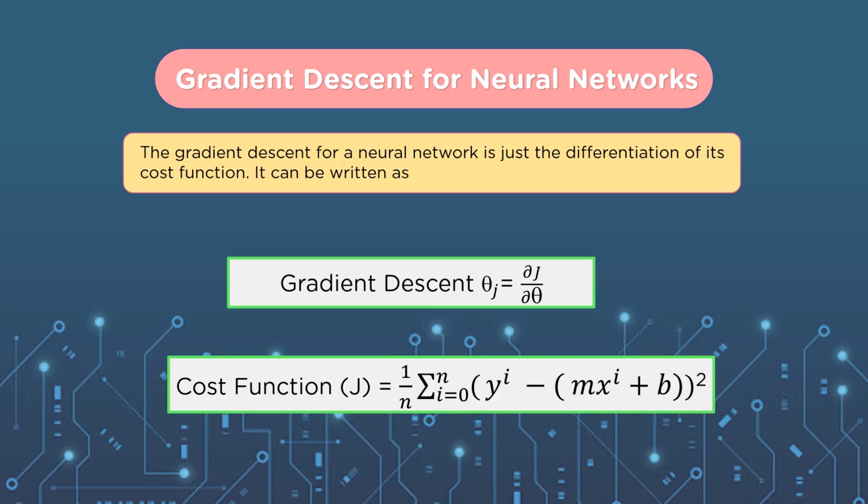The gradient descent for a neural network is just a differentiation of its cost function. It can be written as gradient descent equals theta J, and then the differential of J over the differential of theta.